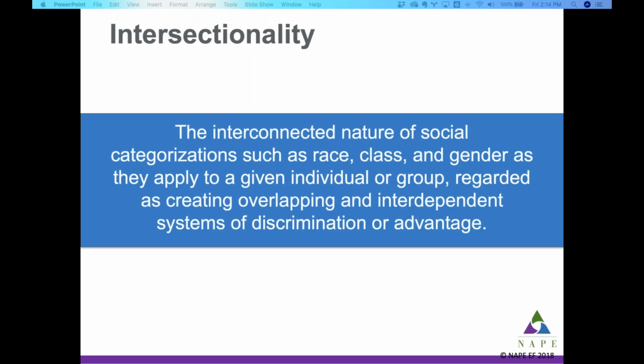Now, intersectionality: the definition is looking at the interconnected nature of social categorizations such as race, class, and gender as they apply to an individual. What this means is that we're looking at overlapping and interdependent systems of discrimination or advantage. If your lived experience is that you have multiple intersecting identities, those overlapping systems affect how you move through life, and you can't separate those, right?